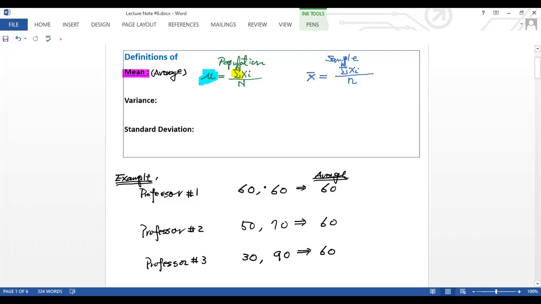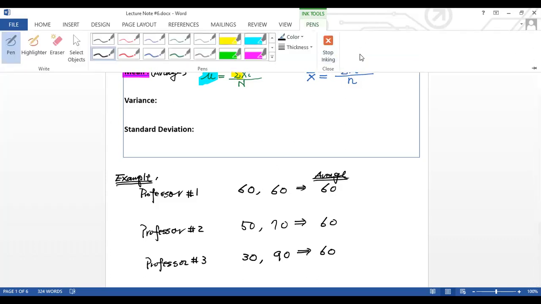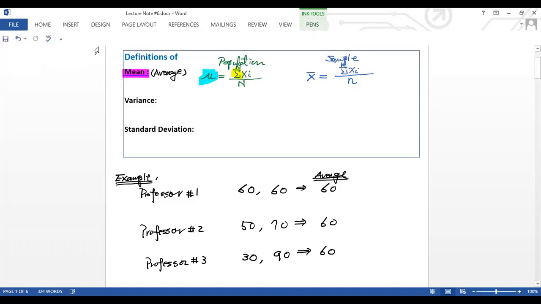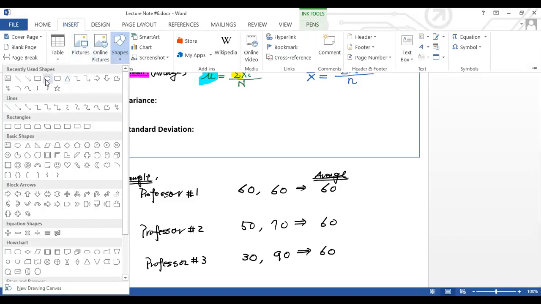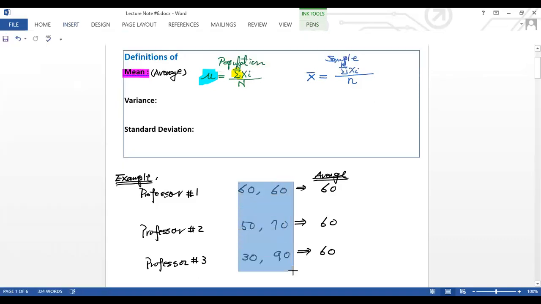If, without looking at the raw data, people just tell you that these 3 professors with these 2 students have the same impact because the average of the class is 60, 60, 60 here, then it seems that, wow, these 3 professors have no difference in their teaching methods, correct?